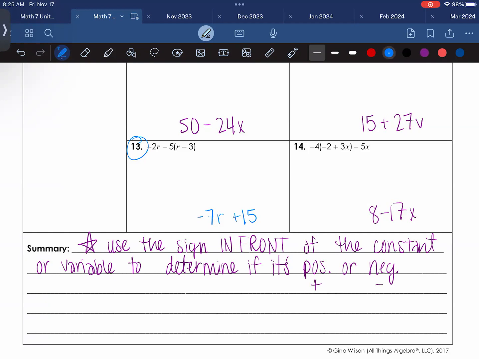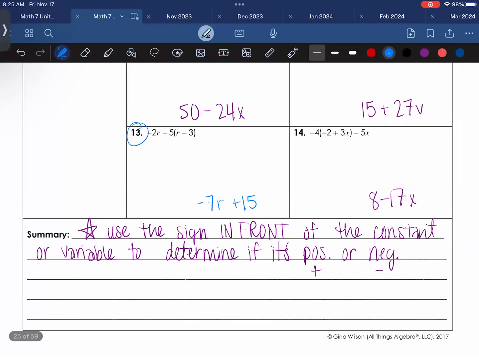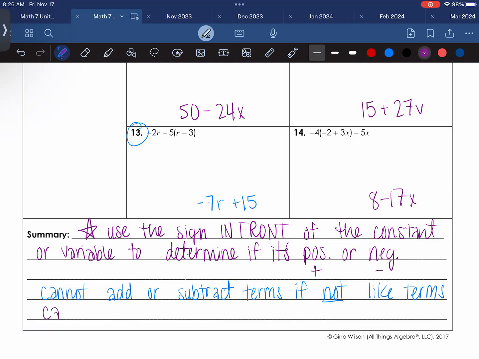And I'll write one more also. So you cannot add or subtract terms that are not like terms. However, you can multiply or divide unlike terms. So just keep that in mind.